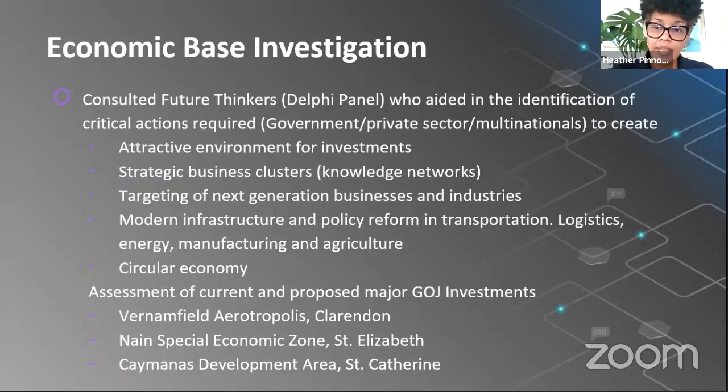I should add here that we also looked at the current and proposed major investments of the government of Jamaica, because there are other projects which we recognize, while we are doing this planning, being done by other parts of government that would have the potential to really leapfrog and take us even further in looking at what would spur a new urban center. And so some of the projects we looked at include the Vernon Field Aerotropolis in Clarendon, the Nain Special Economic Zone in St. Elizabeth, and the Caymanas Development Area in St. Catherine, which also extended over to look at the Bernard Lodge development, also in St. Catherine.